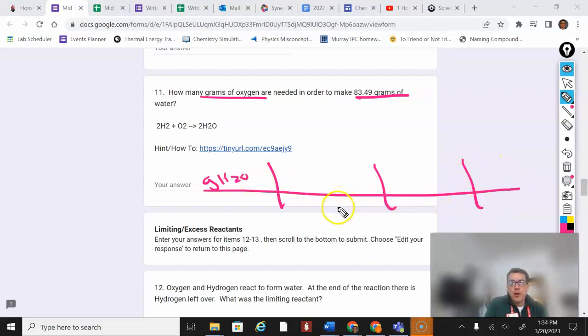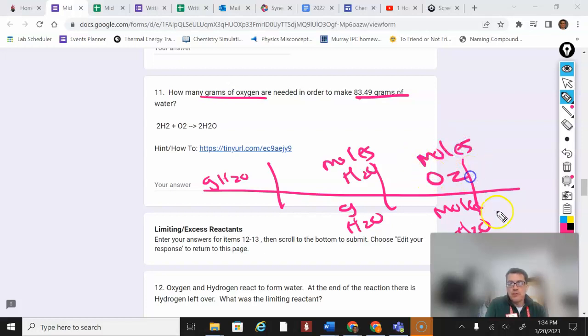So I'm going to start with grams of water. Cancel that out, turn it into moles of water. I'm going to cancel that out and turn it into moles of oxygen. Then I'm going to cancel that out and turn it into grams of oxygen.